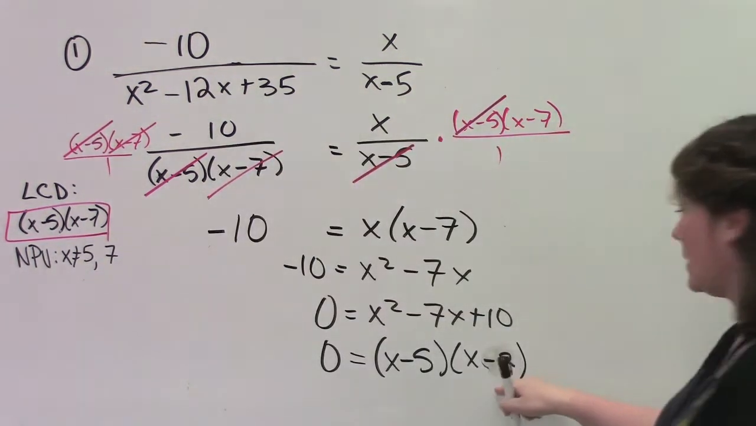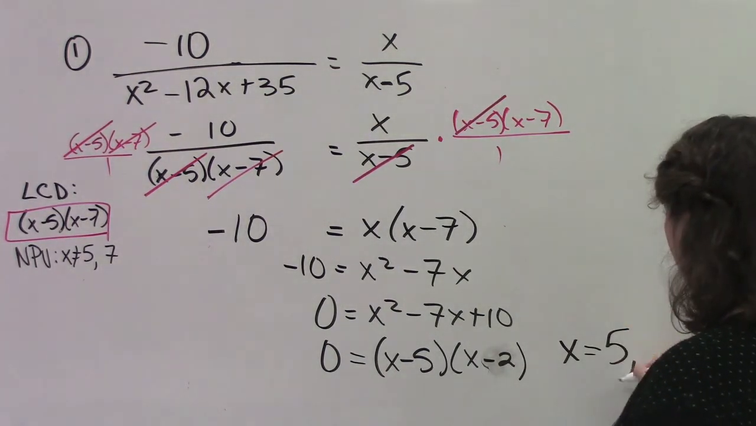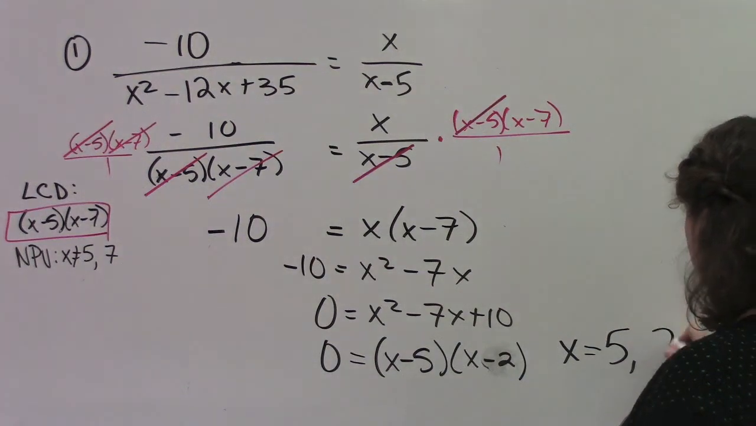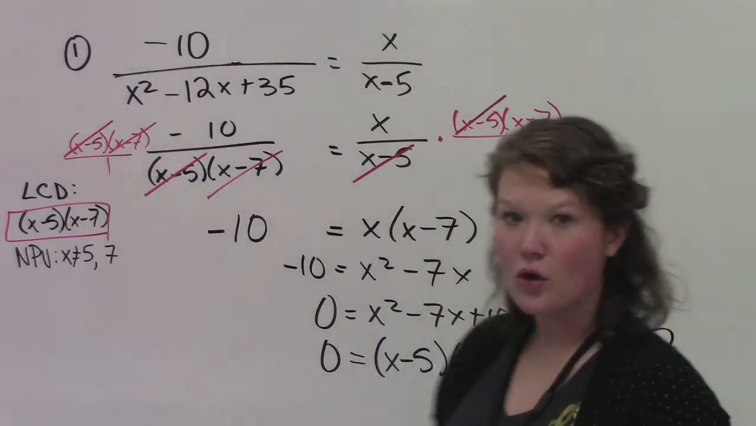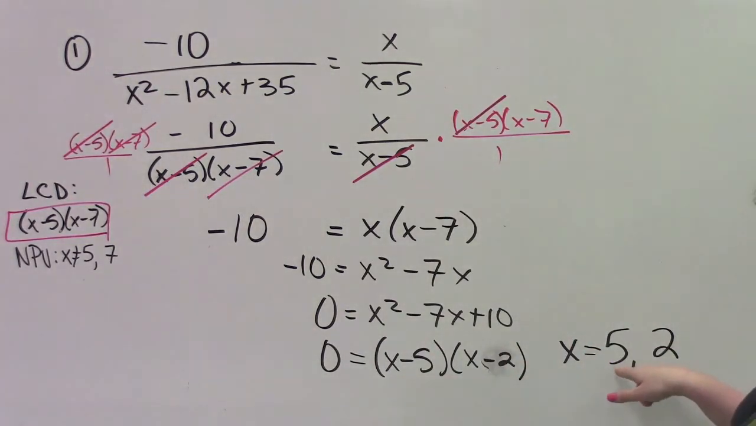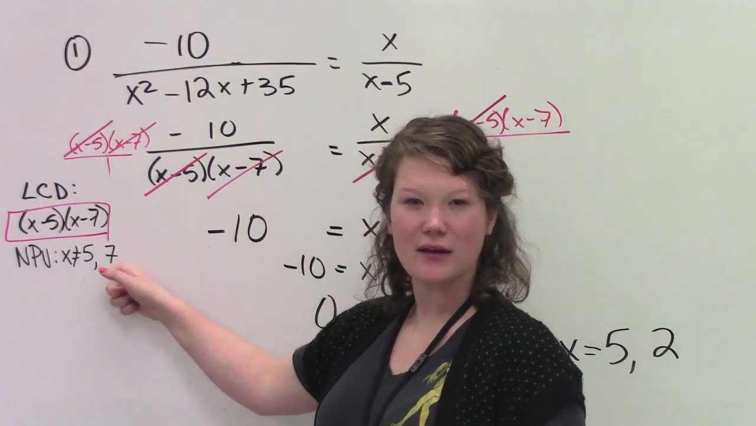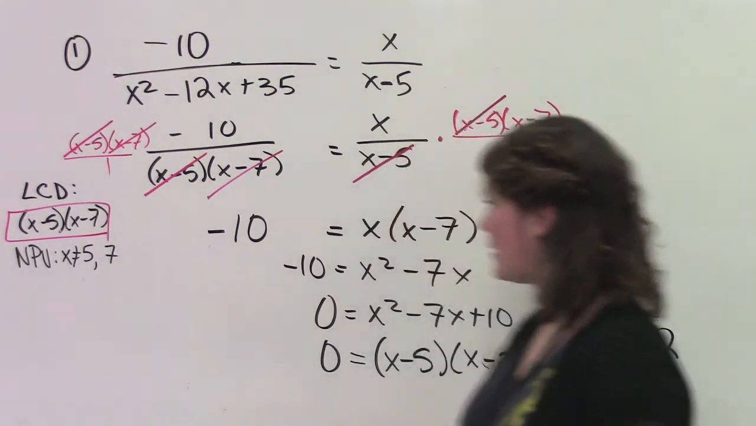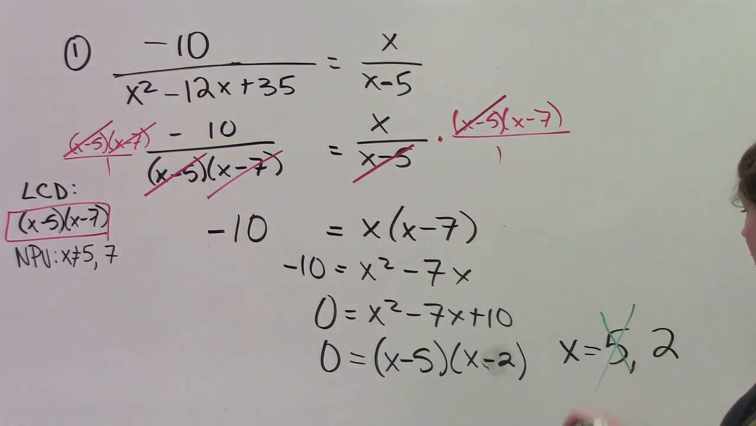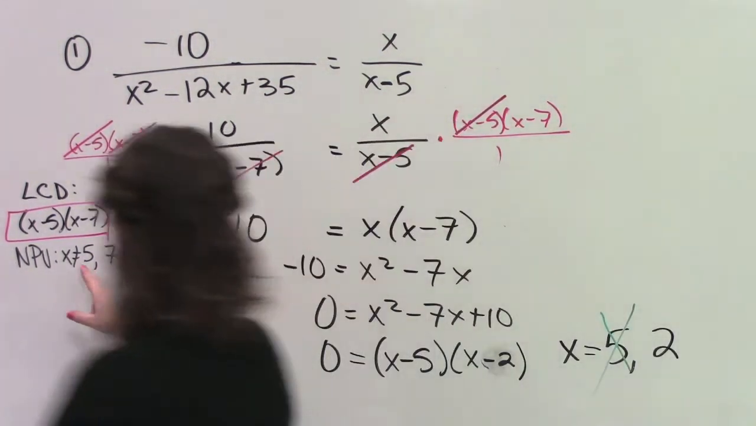So we can say from here, this is the solution. X has to equal 5 or 2. Hold the phone. Let's compare. 5, 2, 5, 7. That means that 5 cannot be a solution because we said that that's a non-permissible value.